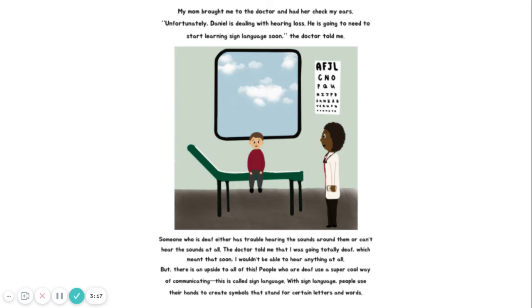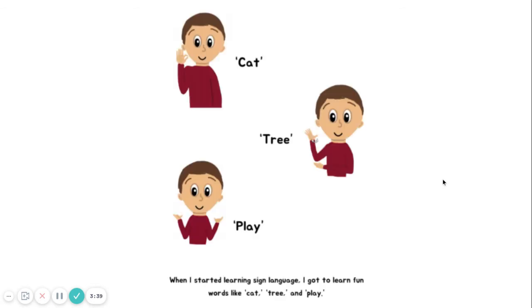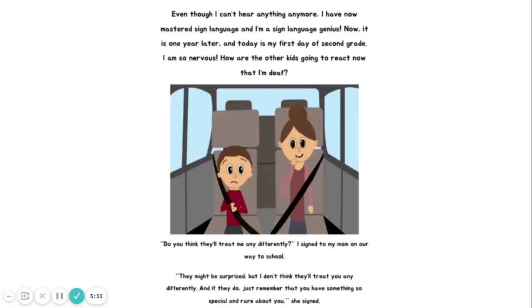Someone who is deaf either has trouble hearing the sounds around them or can't hear the sounds at all. The doctor told me that I was going totally deaf, which meant that soon I wouldn't be able to hear anything at all. But there is an upside to all of this. People who are deaf use a super cool way of communicating. This is called sign language. With sign language, people use their hands to create symbols that stand for certain letters and words. When I started learning sign language, I got to learn fun words like cat, tree, and play. So here Daniel is showing us some of the words that he learned when he started learning sign language. Even though I can't hear anything anymore, I have now mastered sign language, and I'm a sign language genius.